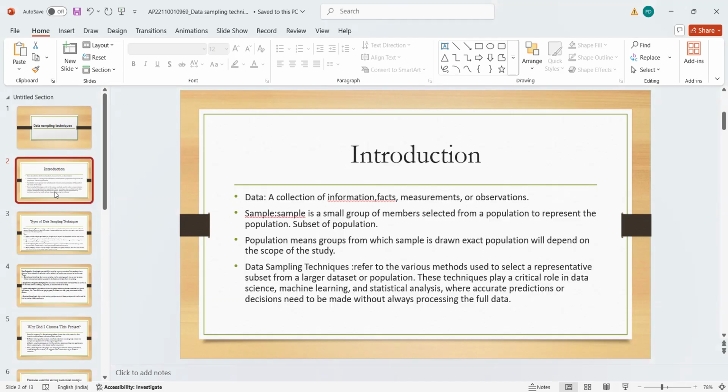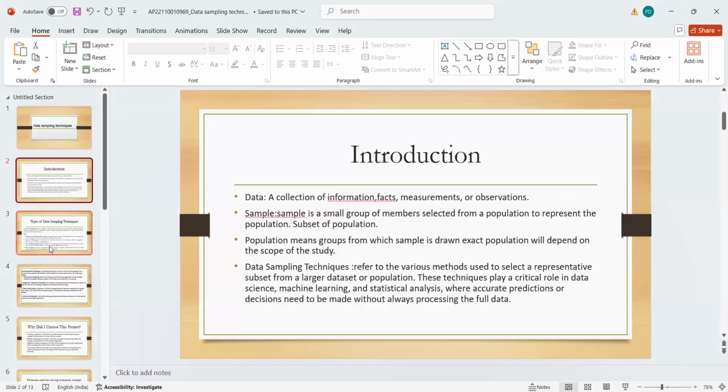Technique means a particular method of doing an activity. Data sampling techniques refers to the various methods used to select representative subsets from a large dataset or population. These techniques play a critical role in data science, machine learning, and statistical analysis, where accurate predictions or decisions need to be made without always processing the full data.